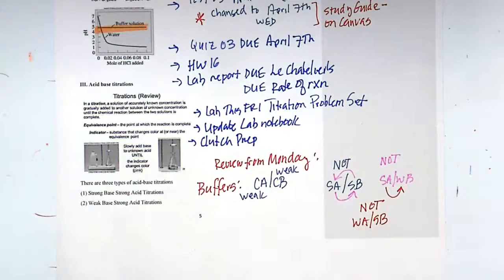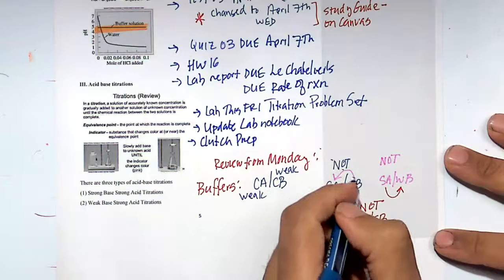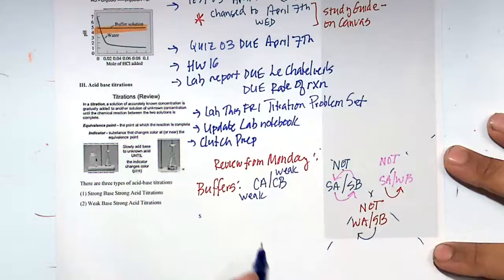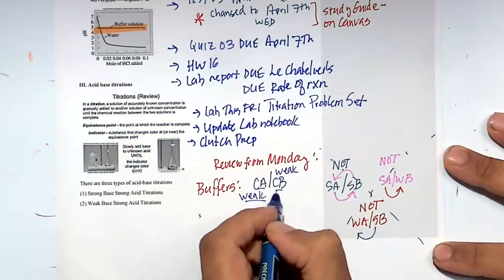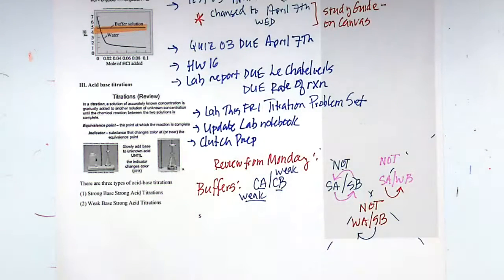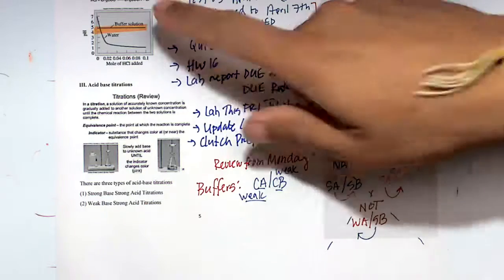Why is this not a buffer? Because the strong base, what will it do? Strong usually dominates weak. The strong base will totally destroy, neutralize, capture the weak acid. So these are not good buffers. The buffers are going to be the weak acid along with its weak conjugate base. That keeps the pH steady.